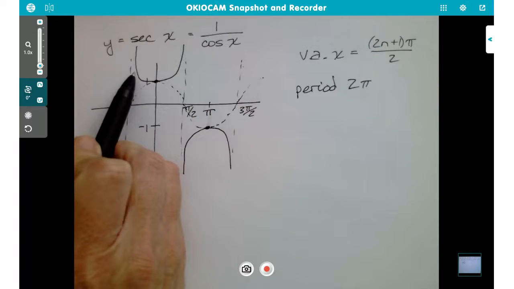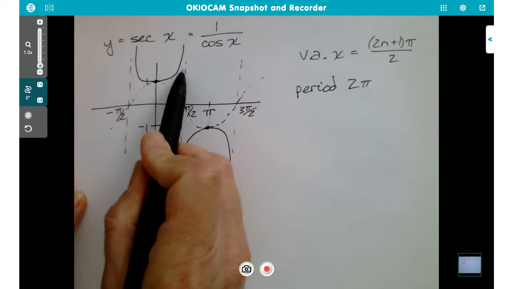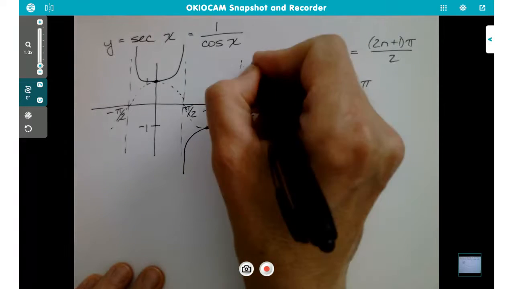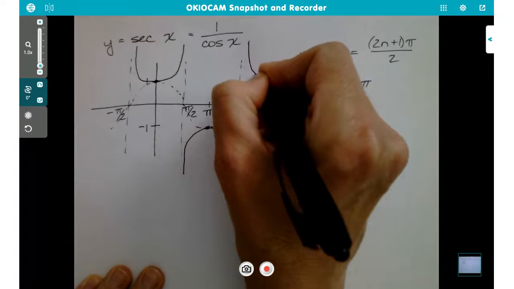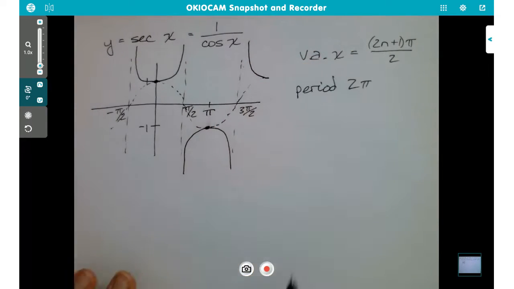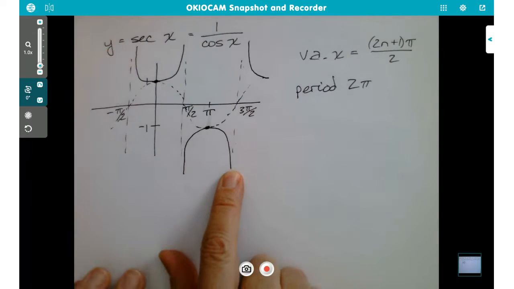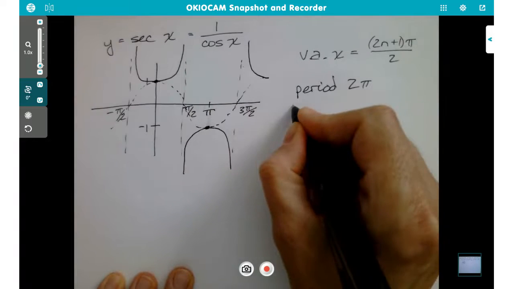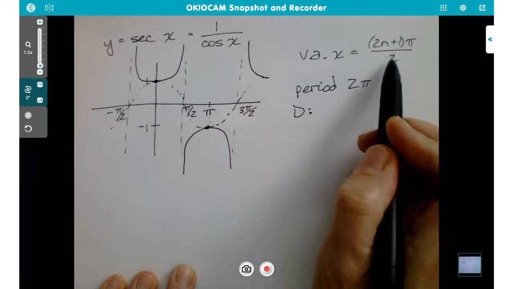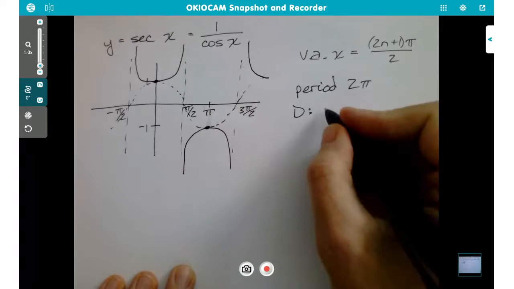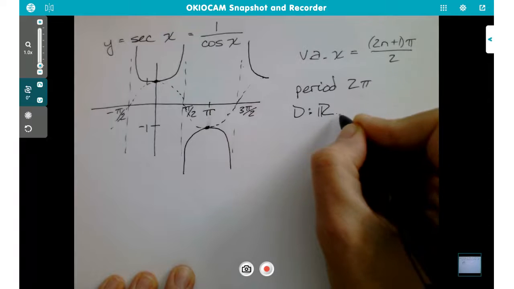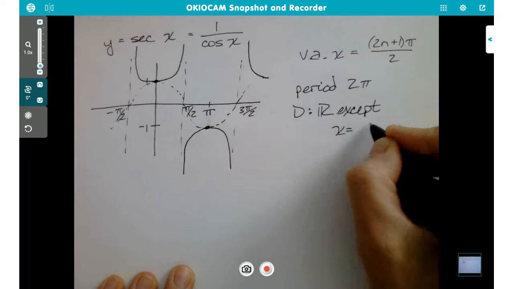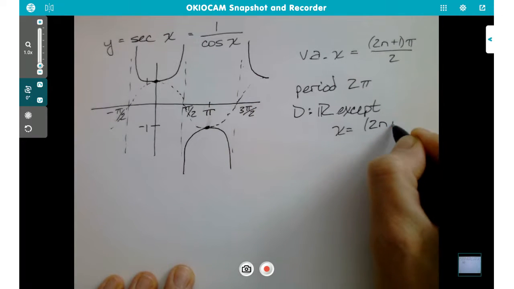If I start looking at negative pi over 2, I get to the next asymptote, but I haven't started over yet. These values are negative and not positive, so they're definitely not the same. When I come over here, that's when I start over again. So the period is 2 pi, from minus pi over 2 to plus 3 pi over 2 is one period. The domain of the secant function is everything except where the asymptotes are. So all real numbers except where the asymptotes are.